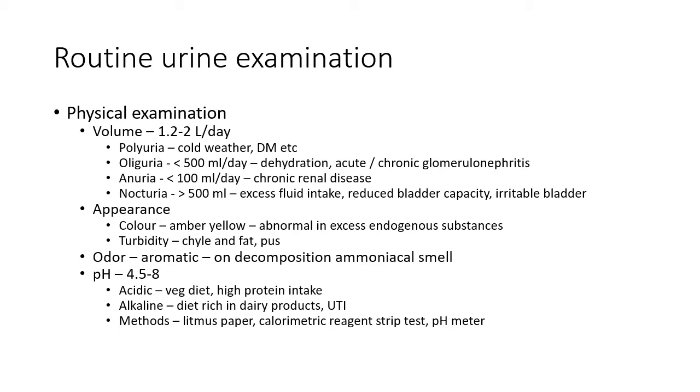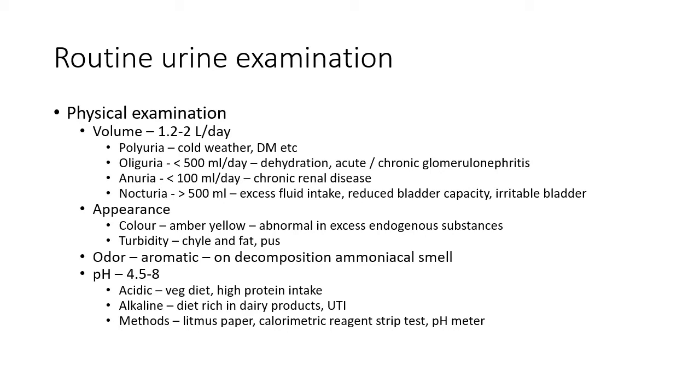Usually, the excretion of urine at night is less than 400 milliliter, but when it exceeds greater than 500 ml, then it is called nocturia. And this nocturia can occur physiologically when there is excess fluid intake or pathologically when there is a reduced bladder capacity, irritable bladder, etc. Coming to appearance, we have to note two things here, color and turbidity.